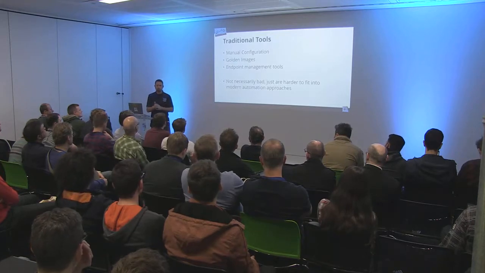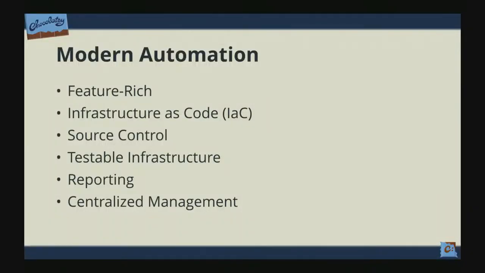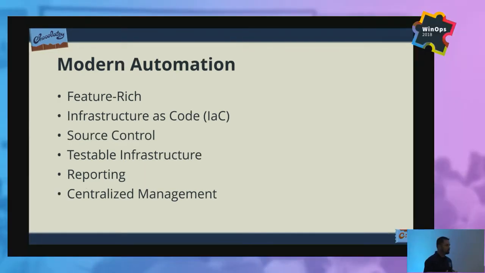Or endpoint management tools, and SCCM, other things that kind of fit into that. Not that these things are necessarily bad, they just don't fit so well into some of these more modern automation scenarios. When we say modern automation, we should probably define that a little bit. So when we're talking about modern automation, we're talking about infrastructure as code, being able to test our infrastructure. Hopefully that thing didn't just go. And reporting and kind of being able to see something across the enterprise for that.